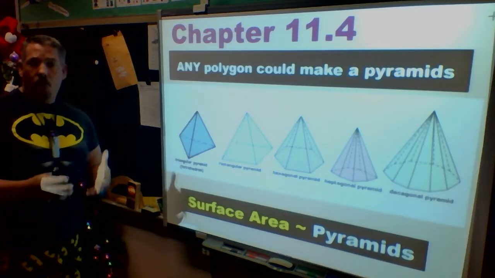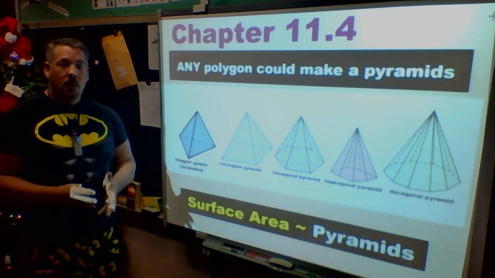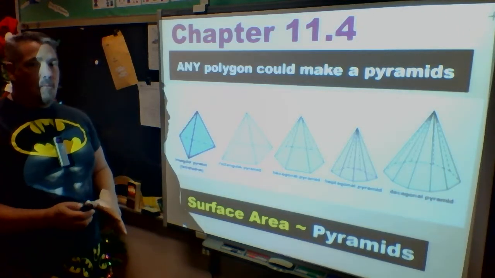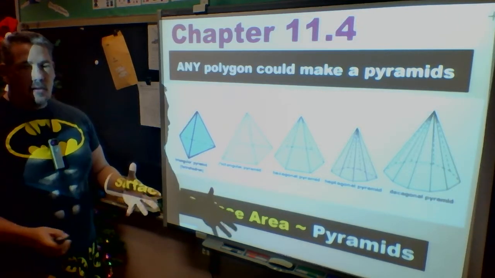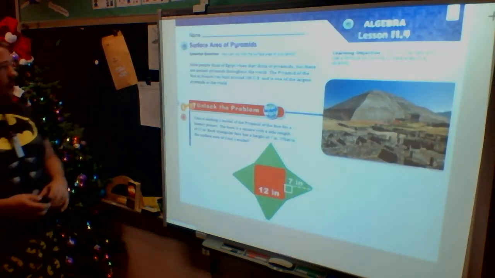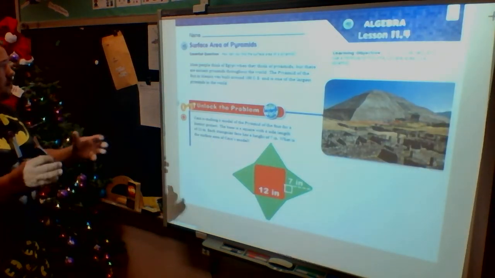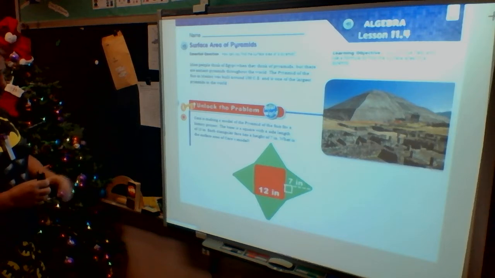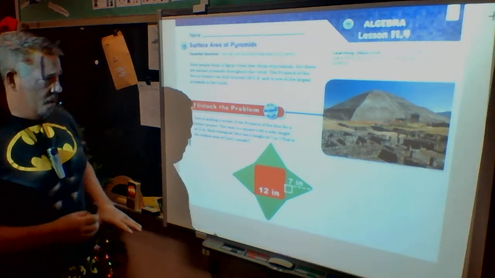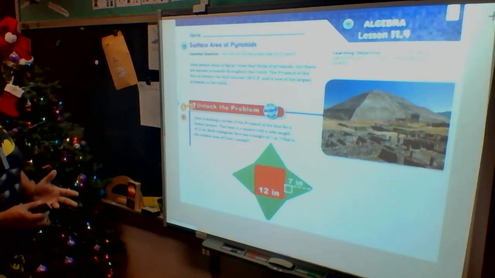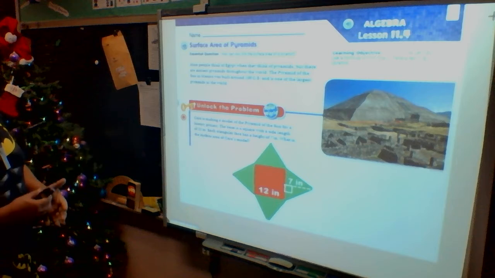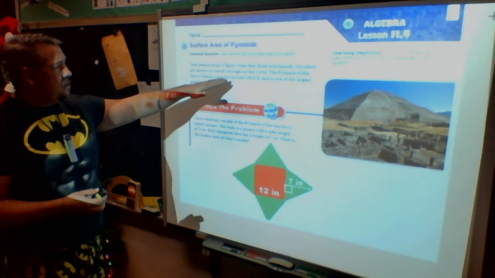This lesson, 11.4, is all about pyramids. And then we have to understand what each of the questions are asking, because some of them aren't asking for the entire surface area. So let's look at what we're talking about when it comes to 11.4. Here we have this question. It shares some information, because if I look at the picture that's in the book, that's not one of the pyramids in Egypt. It says that most people think of Egypt when they think of pyramids, but there are ancient pyramids throughout the world.